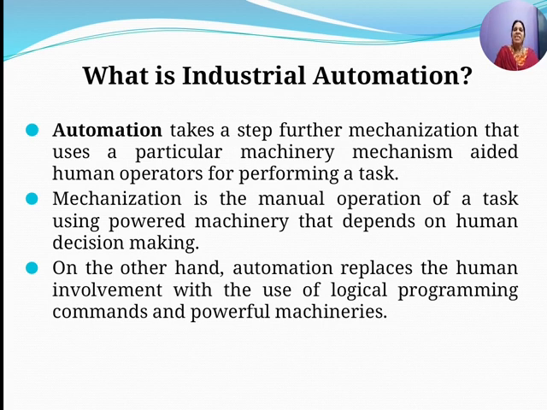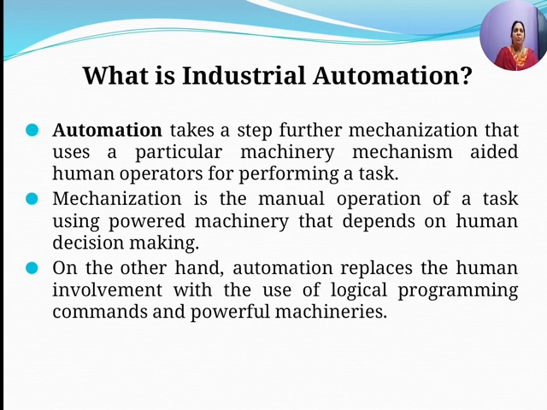So automation takes a step further than mechanization, which uses a particular machinery mechanism aiding human operators in performing a task. Mechanization is the manual operation of the task using powered machinery that depends on human decision making. On the other hand, automation replaces the human involvement with the use of logical programming commands and powerful machineries. Till now we have seen mechanization, which depends on human decision making. The human will decide what to do, when to do.